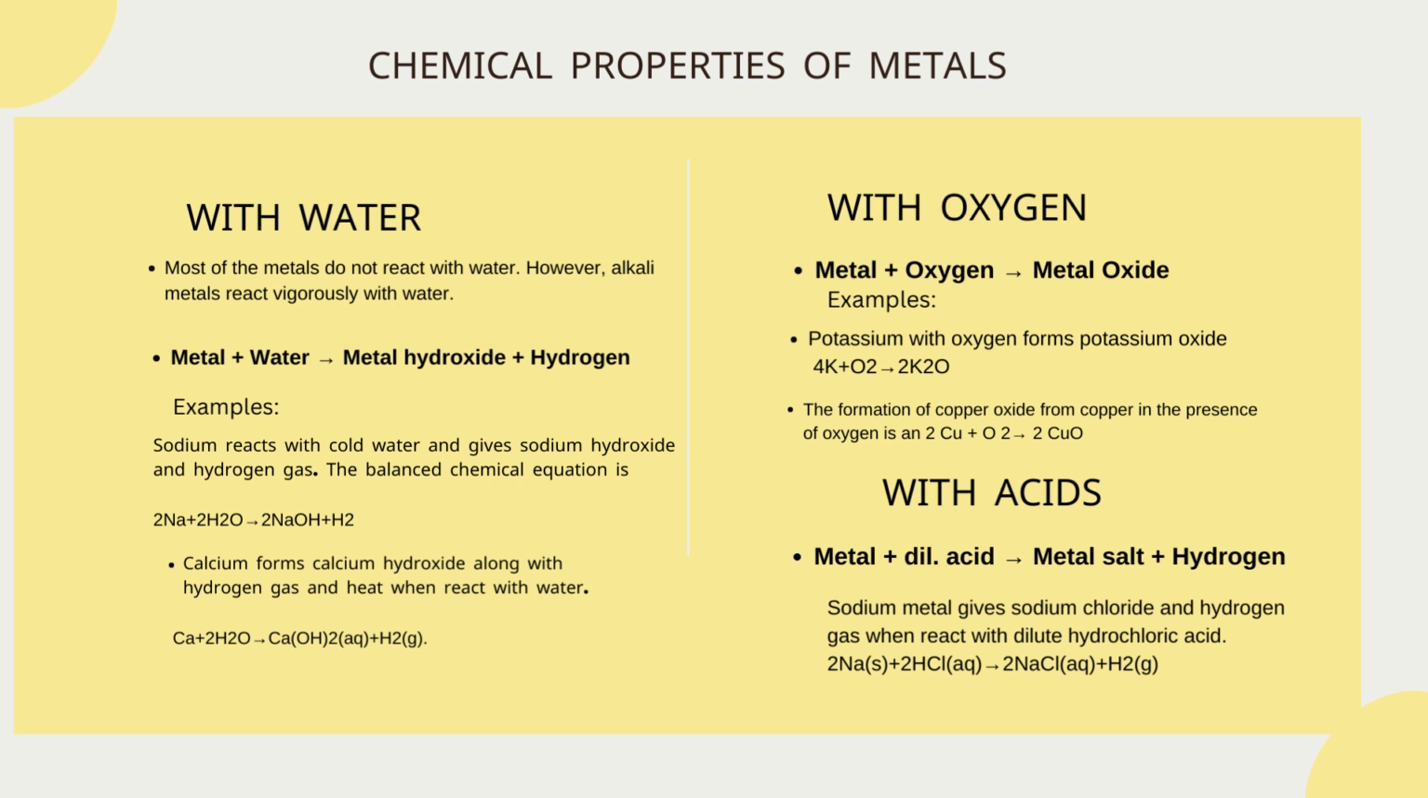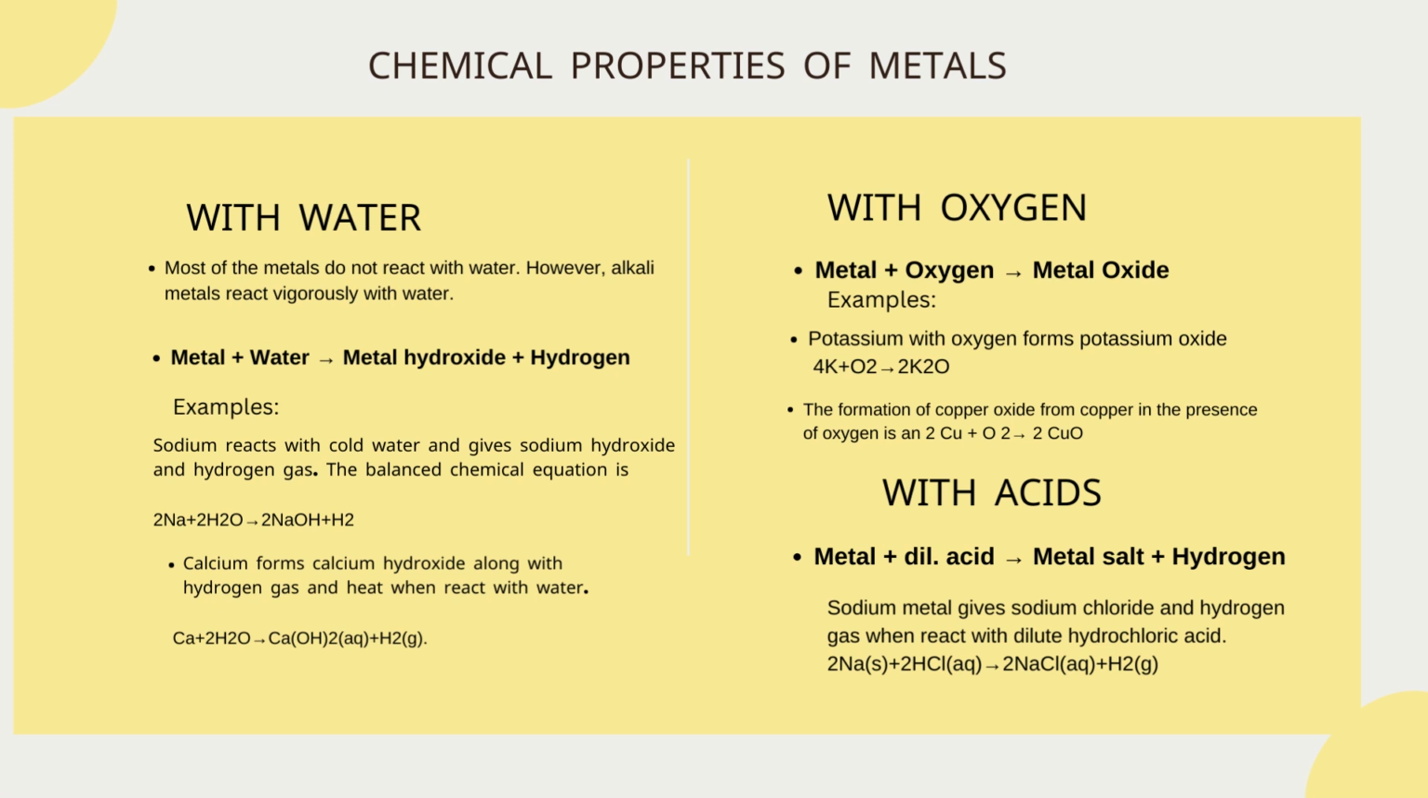Let us see the chemical properties of metals. 1. Reaction of metals with water. Metals form respective hydroxide and hydrogen gas when reacting with water. Metal plus water gives metal hydroxide plus hydrogen. Examples: sodium metal forms sodium hydroxide and liberates hydrogen gas along with a lot of heat when reacting with water. Calcium forms calcium hydroxide along with hydrogen gas and heat when it reacts with water.